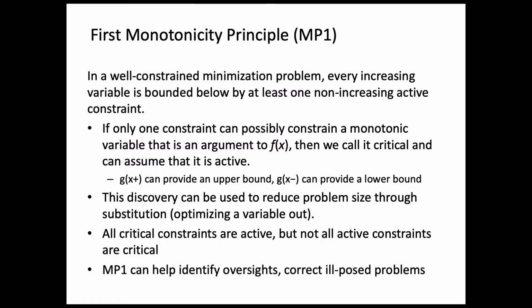The first monotonicity principle can help us to identify oversights. For example, if we overlooked an important physical failure mode in a system, sometimes that will result in an unbounded problem. And this principle can help us detect that before we even go through a complete numerical solution. Also, it can help us to identify cases where we may have an ill-posed problem.